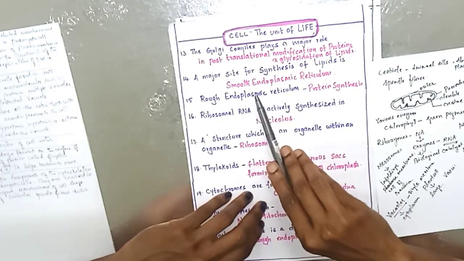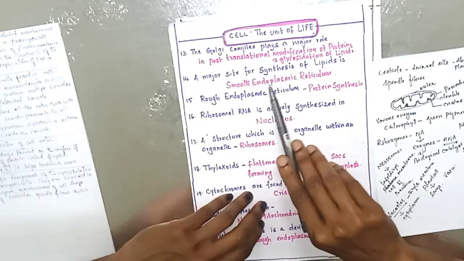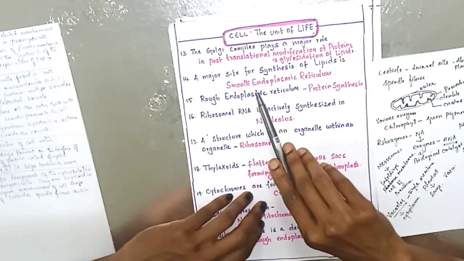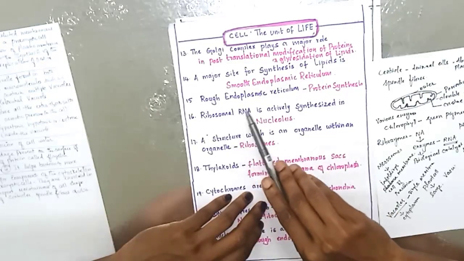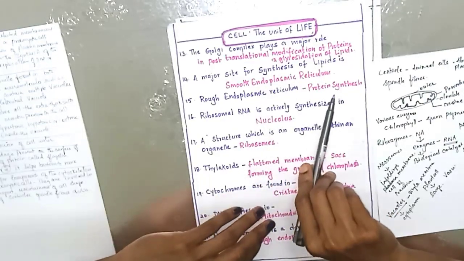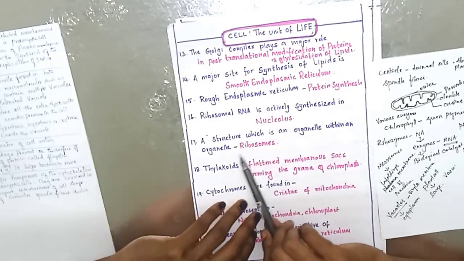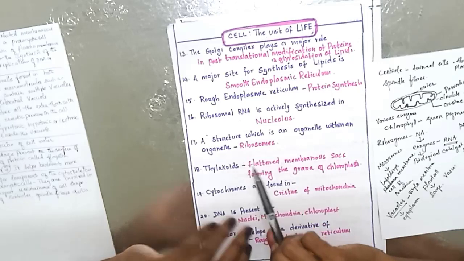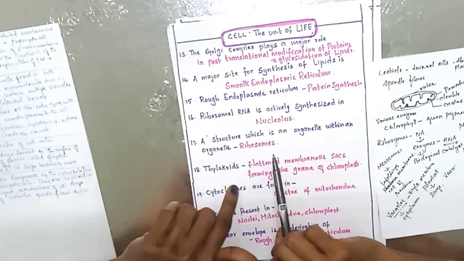We have two types of endoplasmic reticulum: one is smooth and the other is rough endoplasmic reticulum. The smooth endoplasmic reticulum is responsible for the production of lipids. Rough endoplasmic reticulum is responsible for protein synthesis. Ribosomal RNA is actively synthesized in the nucleolus. A structure which is an organelle within an organelle - you have to understand that it is the ribosomes.